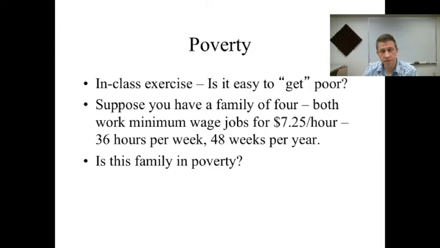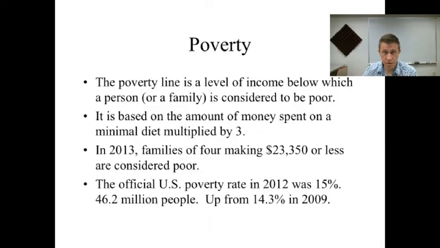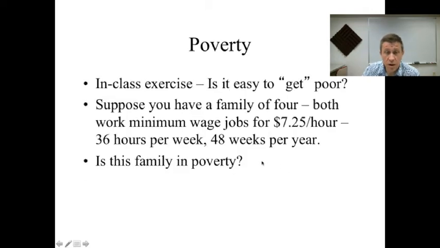Okay, I hope you've paused and done the calculations. You should have found the answer: no, they're not in poverty. This family, with $7.25 times 36 times 48 times 2, should get you a little over $25,000. To be considered in poverty, this family of four would need to be making $23,350. So minimum wage, almost full-time but not quite, and not working every week of the year, but most weeks of the year, not considered poor.